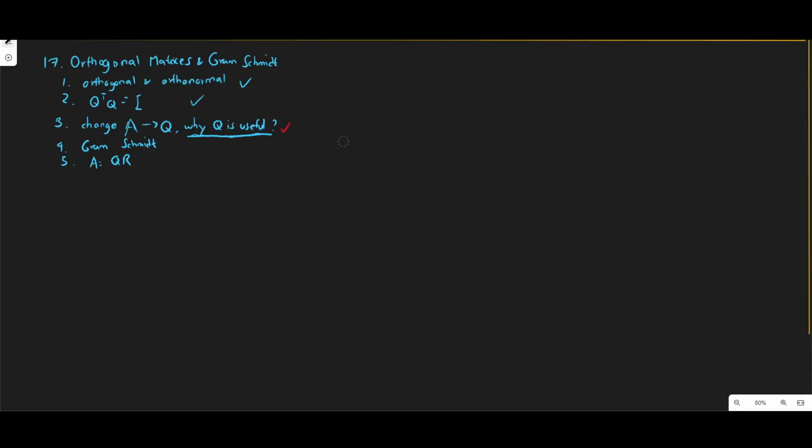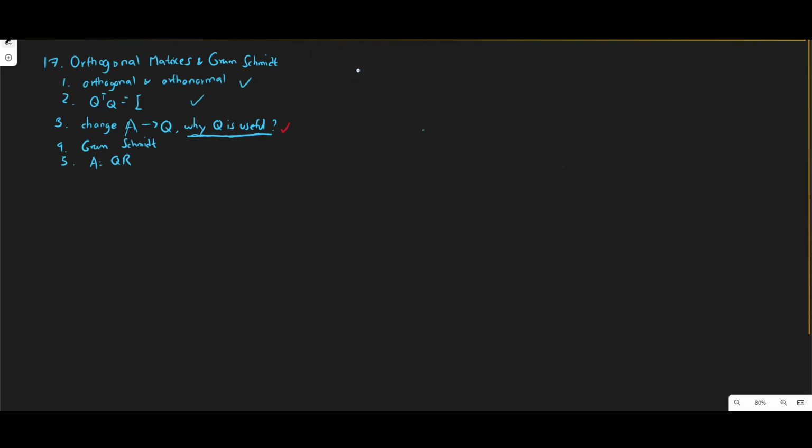So this is my third part of the review of chapter 17, orthogonal matrices and Gram-Schmidt. Let's begin with number 4, which is the Gram-Schmidt. The idea of what it is really important, so let's start with that.